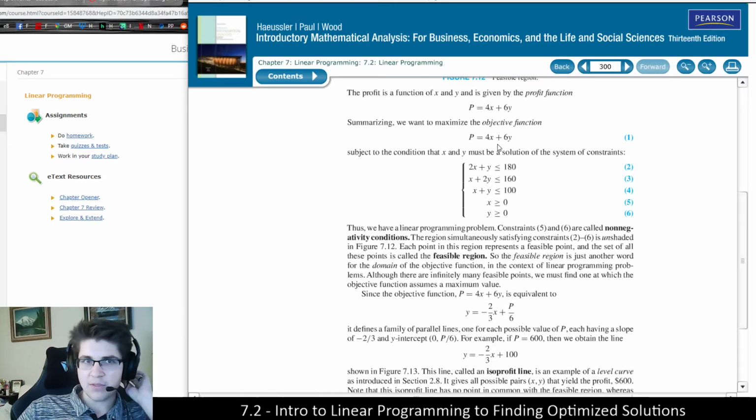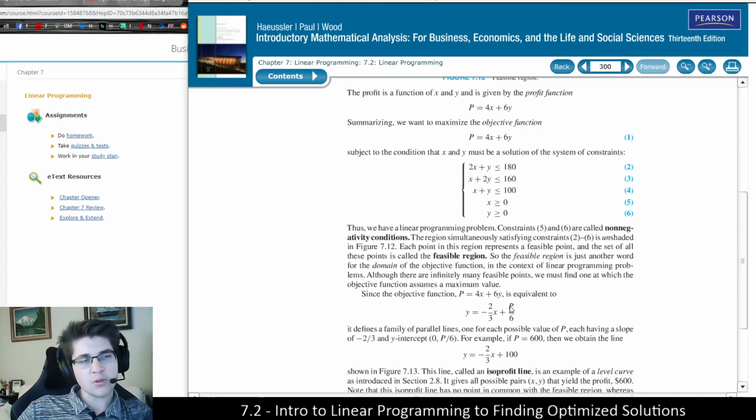So basically, if you take this equation, solve for y, we get the same profit function, but we can now look at it as a linear equation. And what we can see about this linear equation is that the slope is negative 2/3. And why this is useful is because we can visualize.